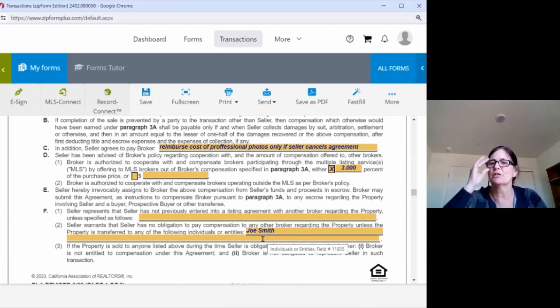Now, I know that gets a little bit confusing when I start talking about another agent's expired listing. So did that all make sense, or do you guys have questions on that?